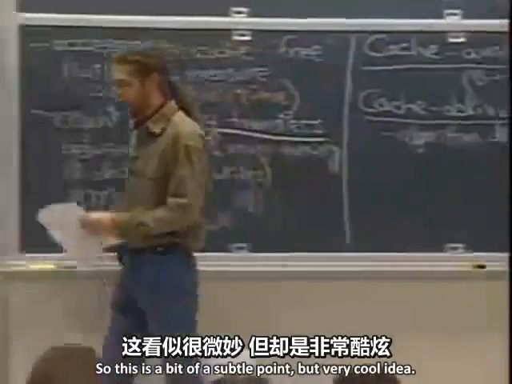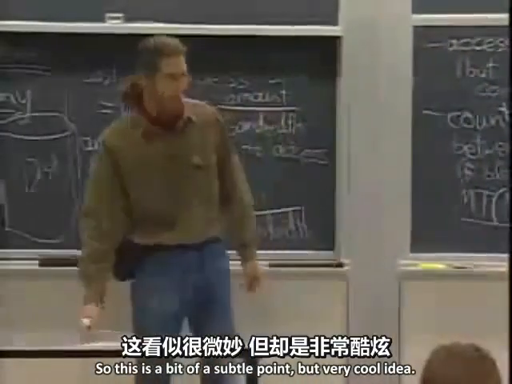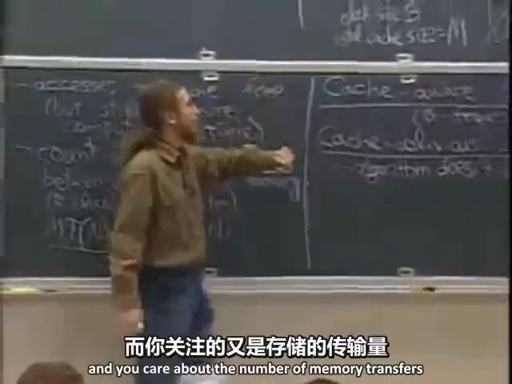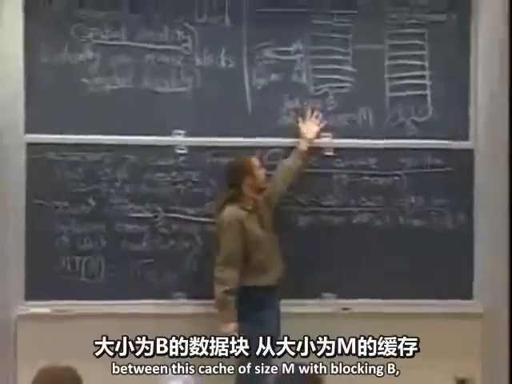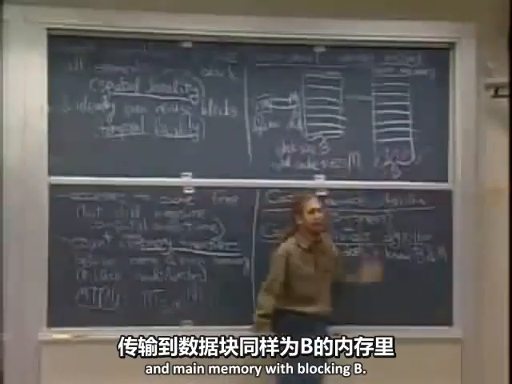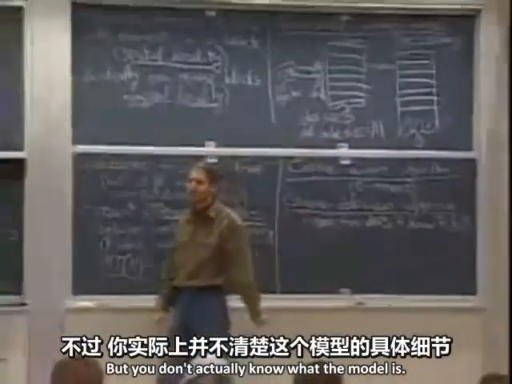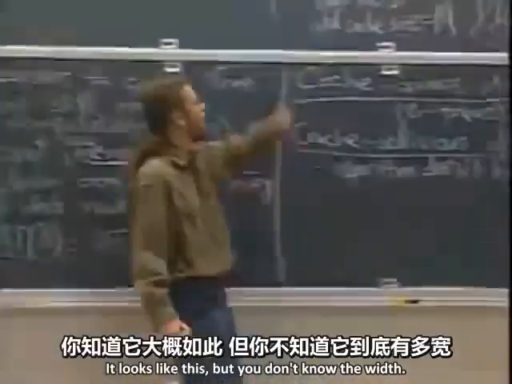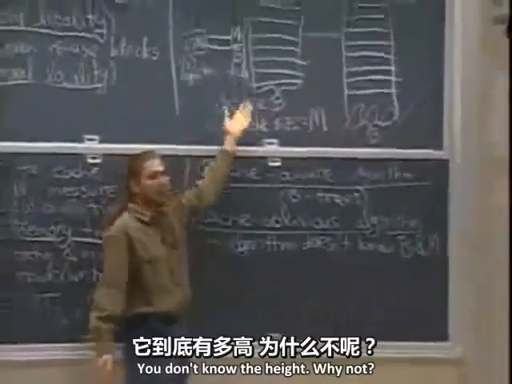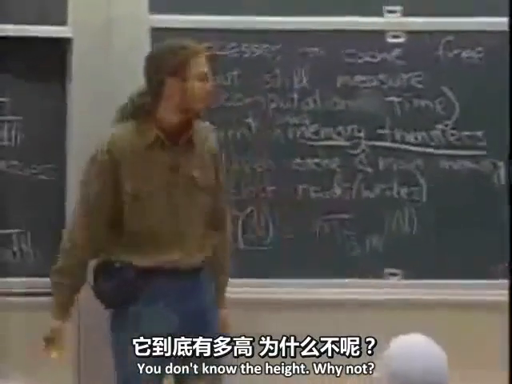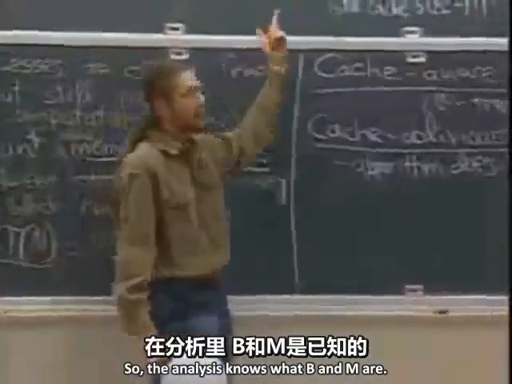So this is a bit of a subtle point, but a very cool idea. You assume that this is the model of the machine, and you care about the number of memory transfers between this cache of size M with blocking B and main memory with blocking B. But you don't actually know what the model is. You don't know the parameters of the model. It looks like this, but you don't know the width, you don't know the height. Why not? The analysis knows what B and M are.